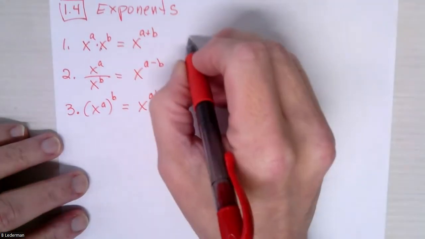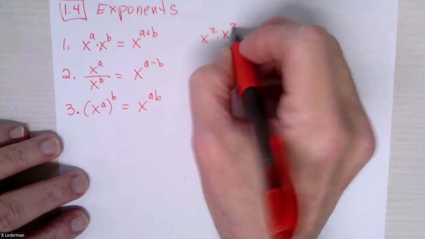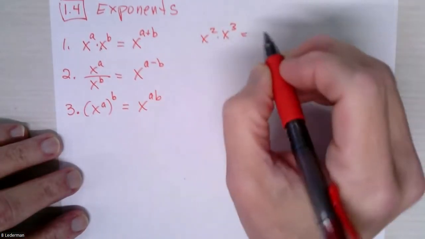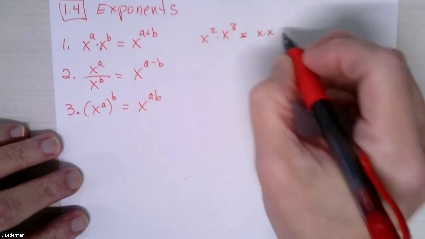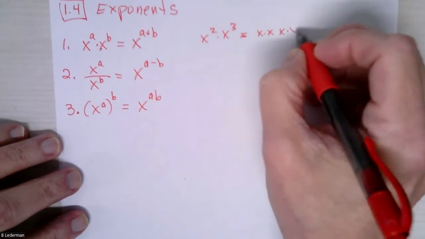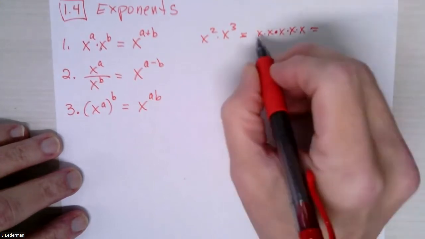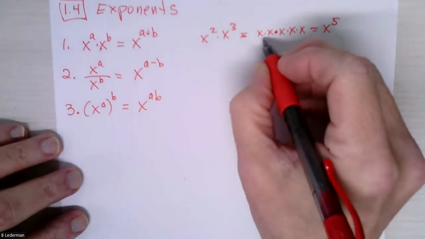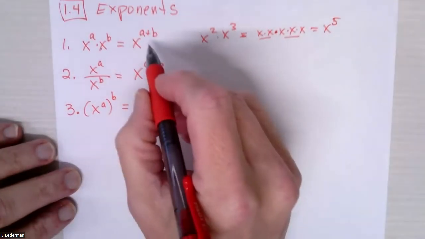So let's just do some examples here. x to the second times x to the third. Well, let's just see where this rule came from. This x to the second is x times x. x to the third is x times x times x, and I'm multiplying them all together. And there are 1, 2, 3, 4, 5 x's. That's 2 and that's 3. So 2 plus 3 gives you my 5. That's really why you add the exponents.